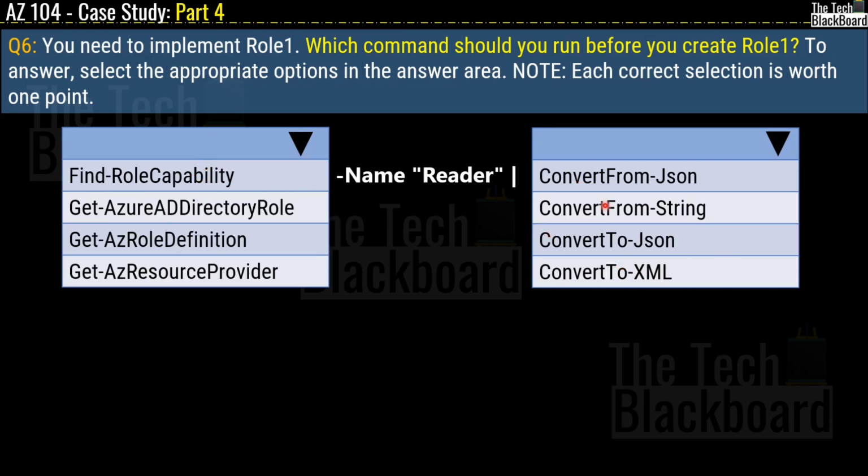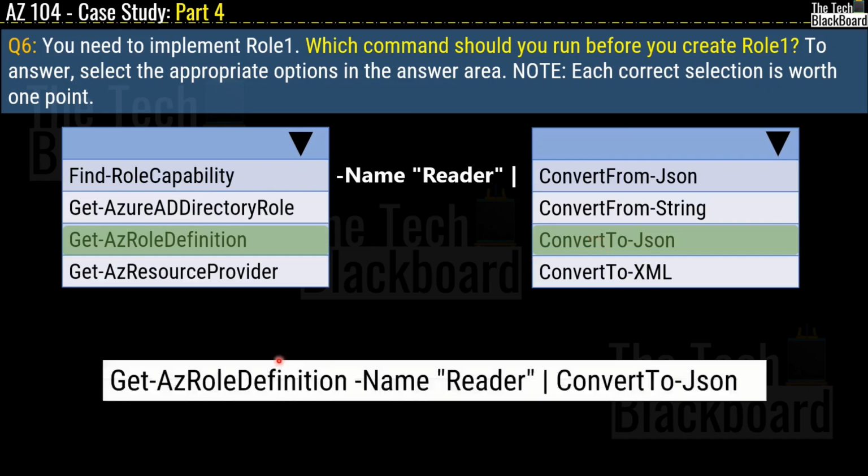Now let me reveal the answer and let's see what the exact command becomes. Here you can see the first part of the command becomes Get-AzRoleDefinition. The middle part is already given, which is -Name Reader. Then we have a pipe symbol. And now comes the last part of this command, which is ConvertTo-Json. So friends, the full command will look something like this: Get-AzRoleDefinition -Name Reader, and then we have this pipeline symbol here. The last section is ConvertTo-Json.